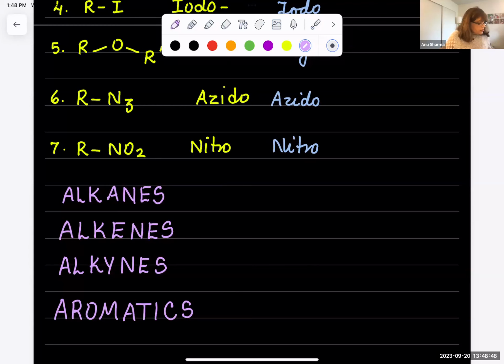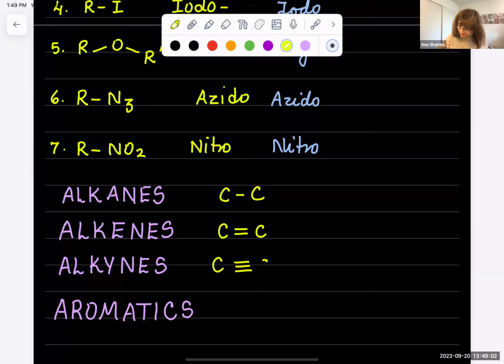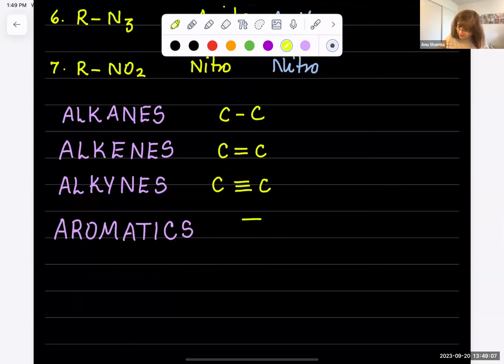We discussed the alkanes earlier in the previous videos. Alkanes have a carbon-carbon single bond. Alkenes are unsaturated, so these are carbon-carbon double bonds. Alkynes have a triple bond. But aromatics are the ones that are ringed but unsaturated. So here are those rings, the unsaturated ones. Then there is substitution on these rings also, right? Mono substituted, di substituted, tri substituted. So there is also a naming criteria for that.